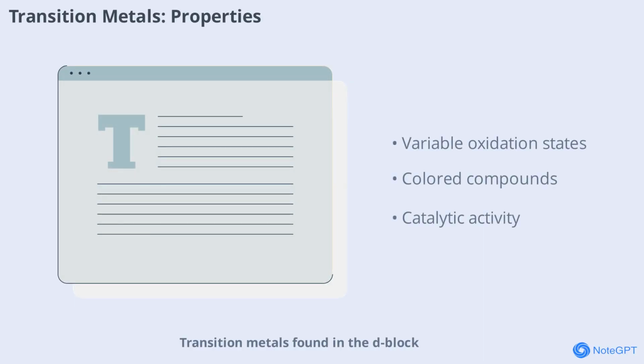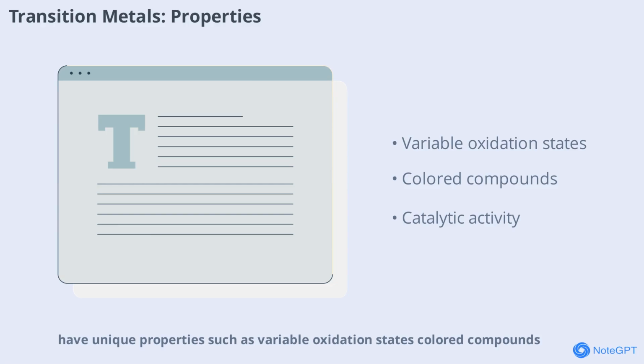Transition metals found in the D block have unique properties such as variable oxidation states, colored compounds, and catalytic activity. These metals are essential in industrial processes, including the production of steel and the catalysis of chemical reactions. Understanding the properties of transition metals is key for mastering advanced inorganic chemistry topics.